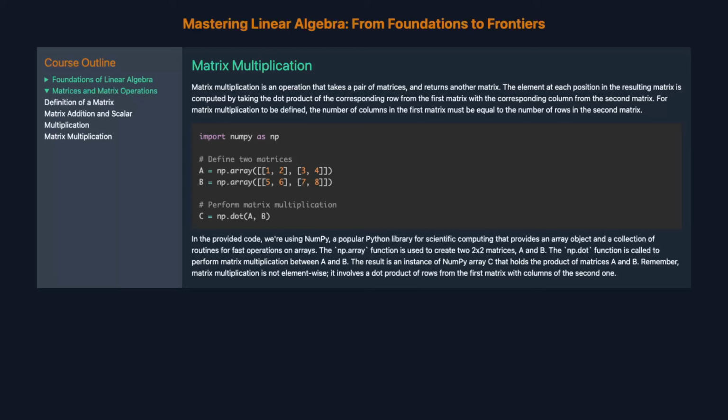In the provided code, we're using NumPy, a popular Python library for scientific computing that provides an array object and a collection of routines for fast operations on arrays. The np.array function is used to create 2 2x2 matrices, A and B. The np.dot function is called to perform matrix multiplication between A and B. The result is a NumPy array C that holds the product of matrices A and B. Remember, matrix multiplication is not element-wise. It involves a dot product of rows from the first matrix with columns of the second one.